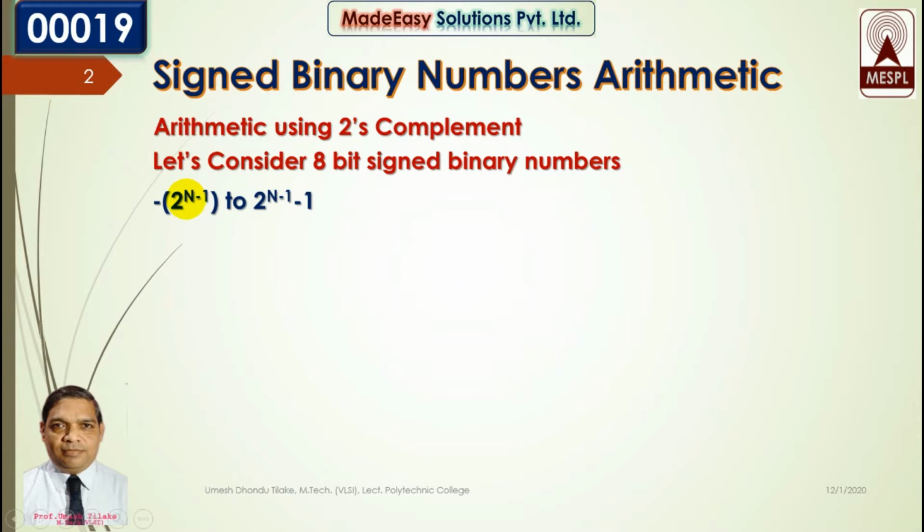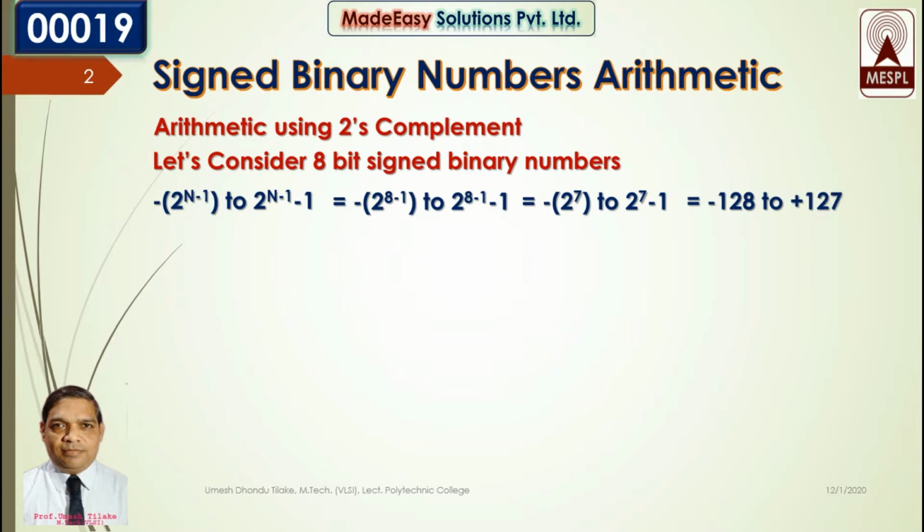So here n is 8. So we will have minus 2 power 8 minus 1 to 2 power 8 minus 1 minus 1. So the numbers we can write are minus 2 power 7 to 2 power 7 minus 1. 2 power 7 is 128. So we can write minus 128 to plus 127 numbers in decimal, and that is 1 1 1 1 1 1 1 1 to 0 1 1 1 1 1 1 1 in binary.